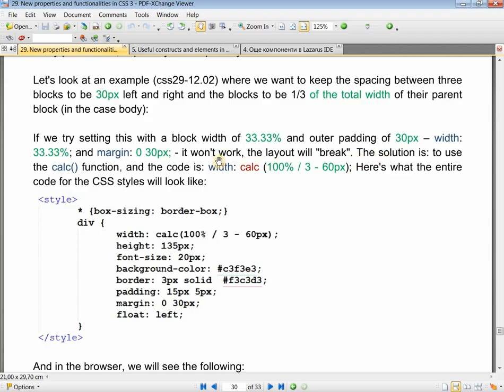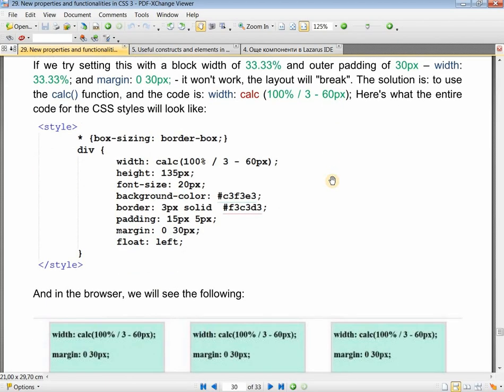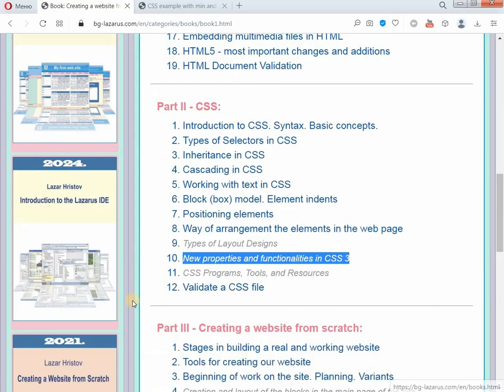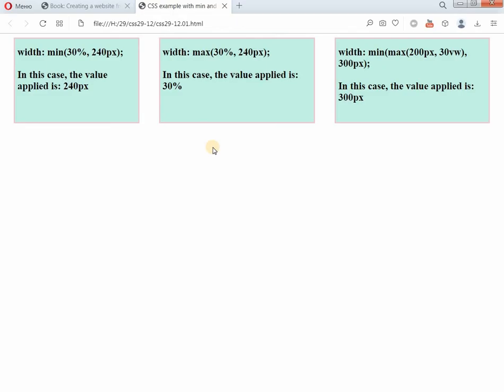The solution is to use the calc function, by writing it like this, 100% divided by 3 minus 60 pixels. So all the pixels, 2 times 30, we take them out, and here's what the whole code will be in CSS styles, and this will be the result in the browser. I can show it. Here is the result in the browser.